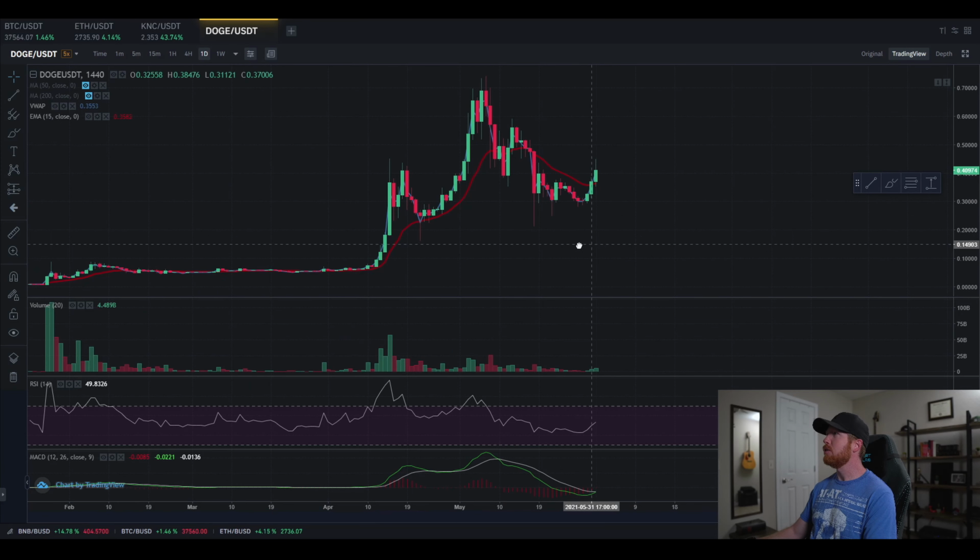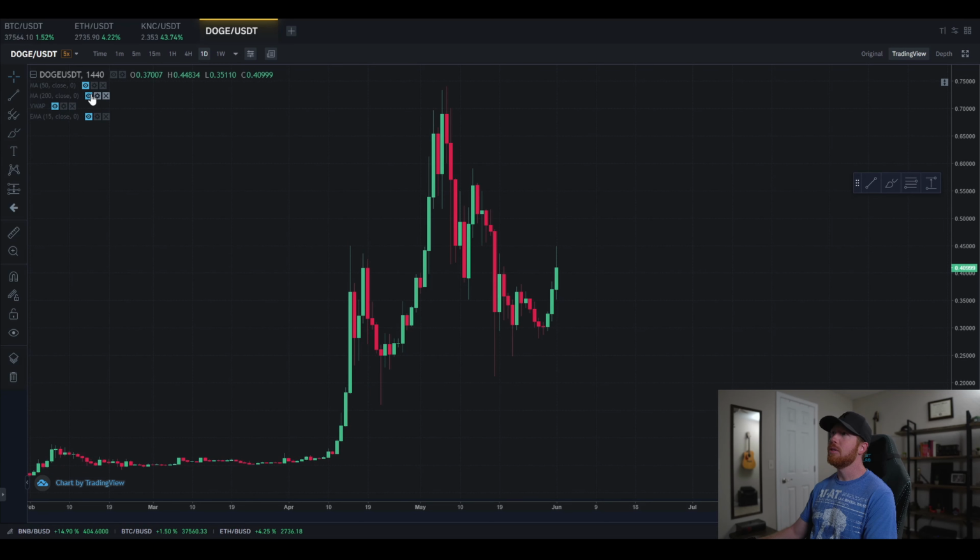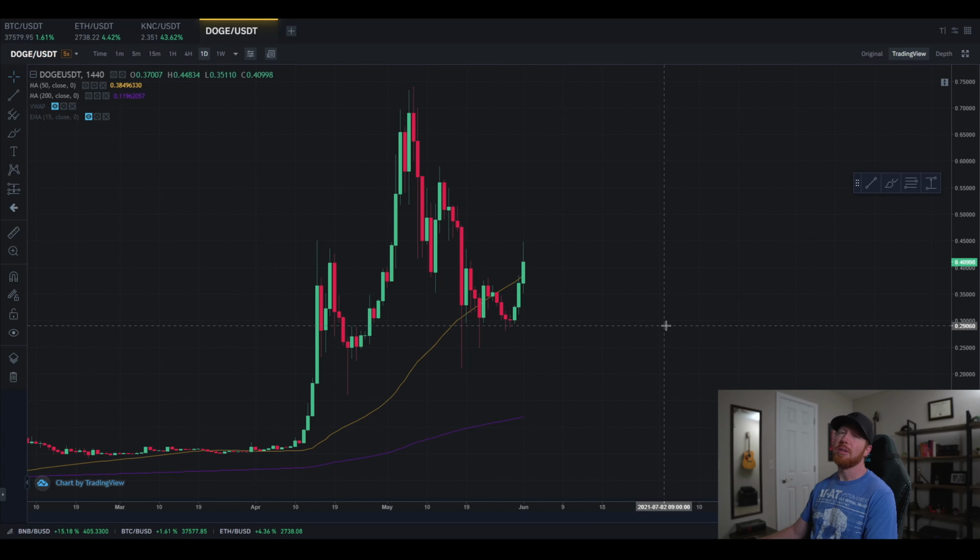Let's go ahead and take a look at Doge now. And let's just start with the 1-day chart. I always like to look at the 1-day chart first, and then work my way down, just so we can kind of get a baseline on the overall sentiment, big picture, and then work our way down to the smaller sizes here.